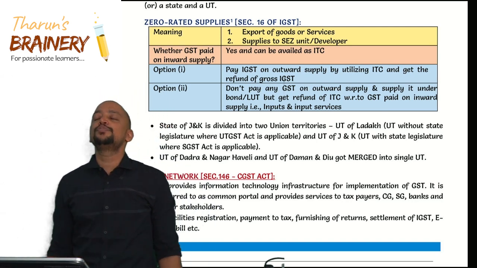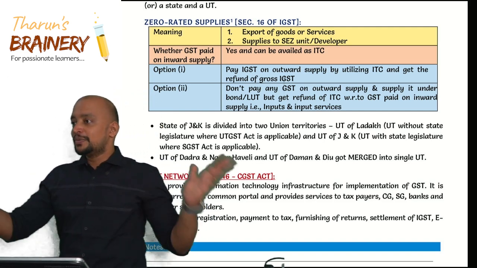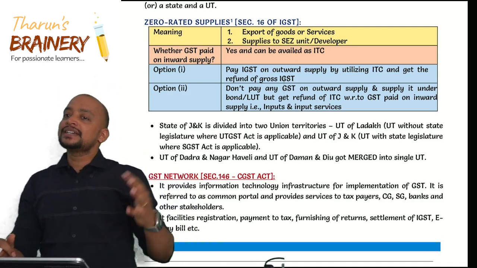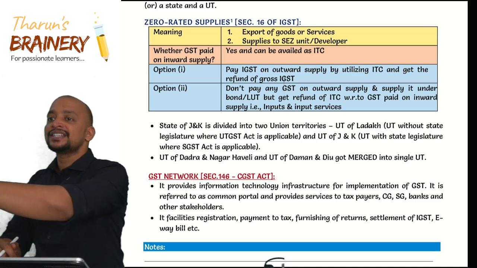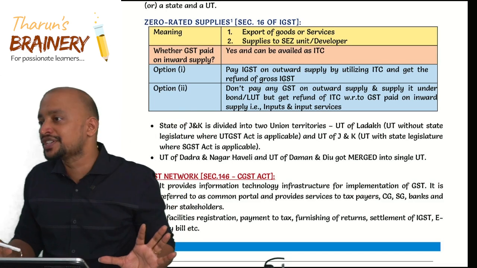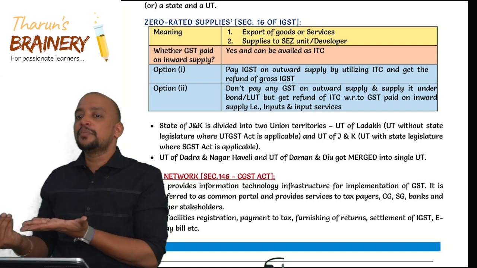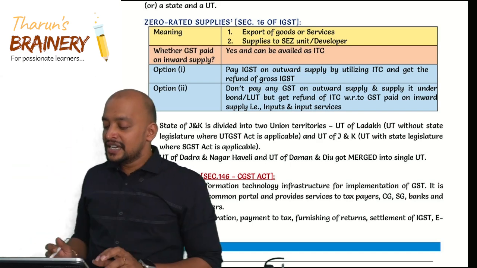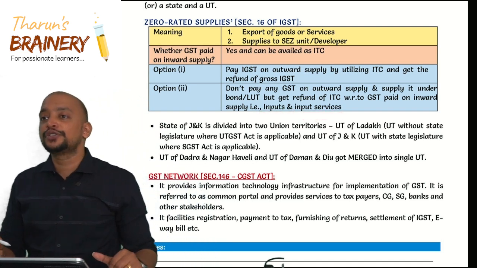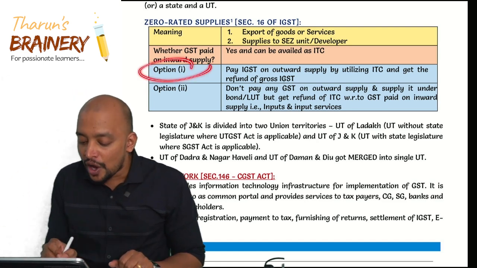So what is the difference between inputs and capital goods? If you have purchased some goods and capitalized in your books, it is known as capital goods. You purchase some goods and you are not capitalizing in your books and charging it to P&L, then it will be called as inputs. That is the basic difference between inputs and capital goods. Input service is what? Anything that you receive as service will come under input services, okay? But we will get the refund only with respect to inputs and input services, but not with respect to capital goods. So if you have huge credit on capital goods, you need to go for which option? Option 1.